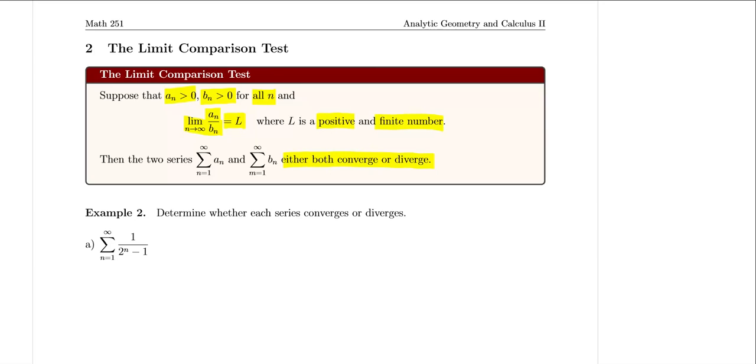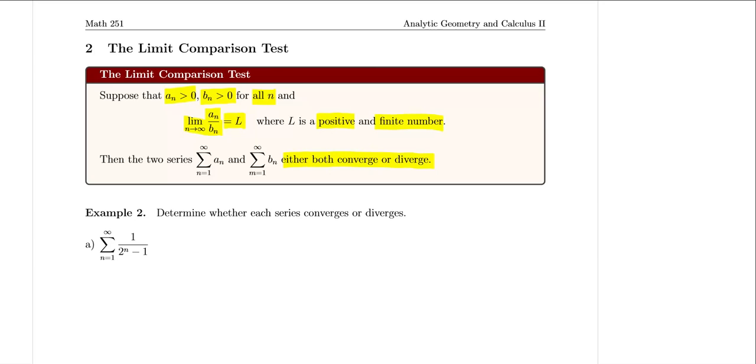So what this test will tell us is that, again, both series will behave the same. If you know that the comparison one was converging, then you know that the other one will converge as well. And the case for divergence is going to be the same thing. If the comparison series diverges, then the series of interest will also diverge. So let's go ahead and take a look at a couple of examples so we can get more familiar with the concept.